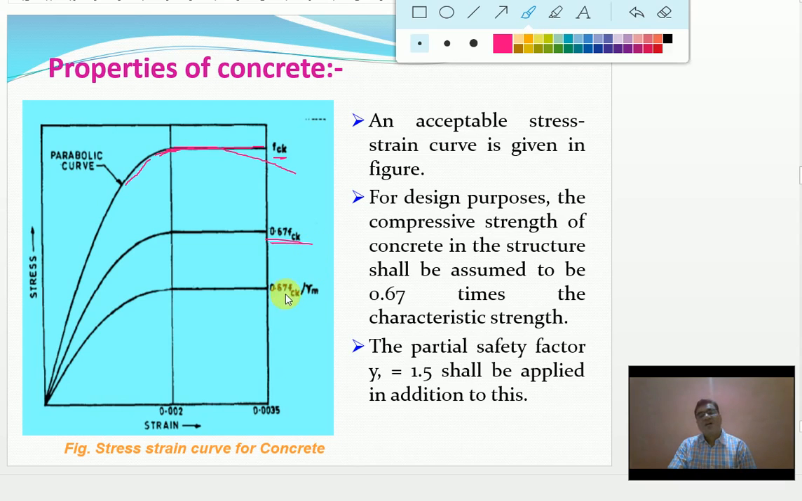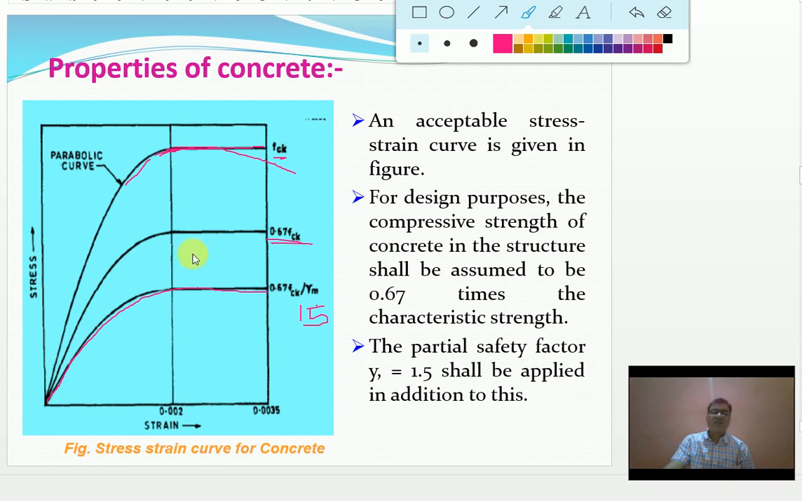Now this 0.67 fck is divided by gamma m. What is gamma m? In the earlier slide we saw it is the partial safety factor for material. The gamma m value for concrete is 1.5. When you substitute gamma m as 1.5, 0.67 divided by 1.5, we have the value 0.446 fck. So in the design for flexure we consider this third curve, which has the value 0.446 fck. Now you get the difference, how to get from fck to 0.446 fck.